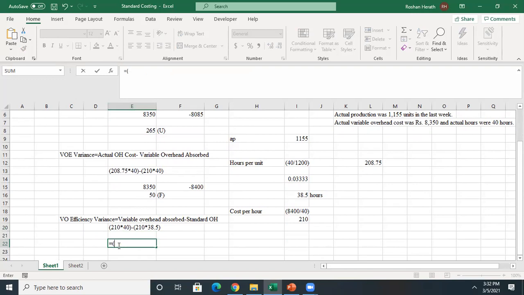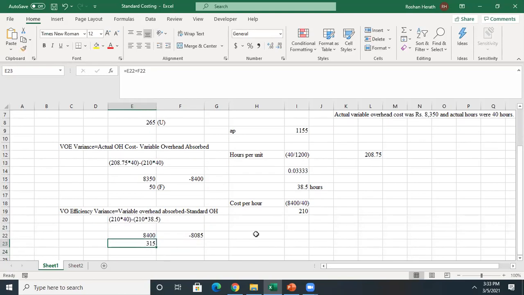210 into 40 minus 210 into 38.5. Then you can see there's a difference of 315. Is it a favorable one or an unfavorable one? Why do the hours change? Yeah, good. So the hours change because we are looking at the efficiency, isn't it? We are looking at the efficiency.